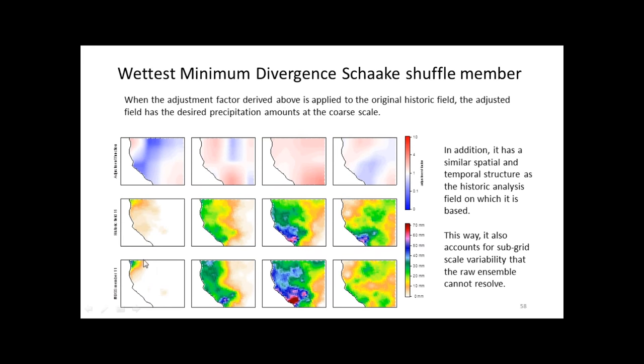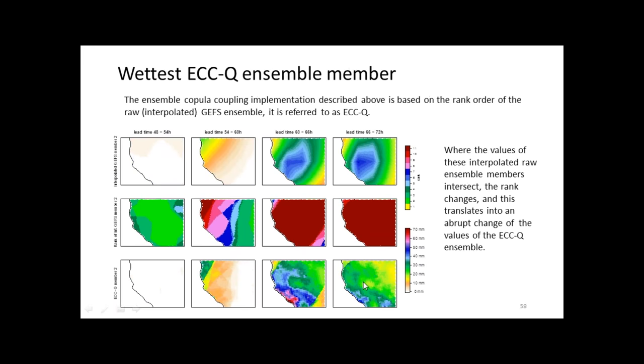My colleague Michael's approach, which does a better job, is this Minimum Divergence Schaake Shuffle. And here are these synthetic post-processed precipitation analyses in Northern California. They have the sort of small-scale spatial detail that looks like analyzed data in that area. And then the ensemble copula coupling technique has some other issues.